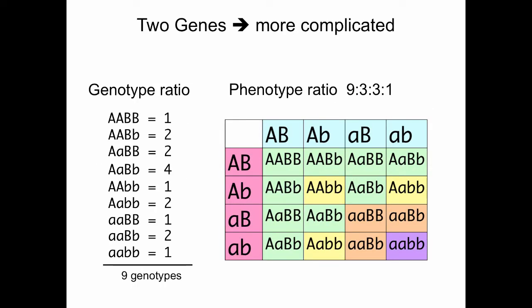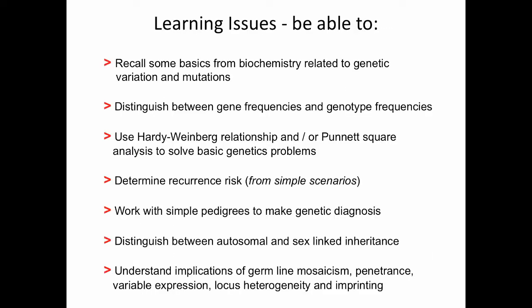If you look at 2 genes, the picture is much more complicated. You can see the table on the left showing the genotype ratio with 2 genes. There would be 9 genotypes, and you can see the phenotype ratio of 9 to 3 to 3 to 1. Now in this course I'm not going to ask you to calculate things like this, but it gives you an idea of how complex things get when you talk about more than one gene.